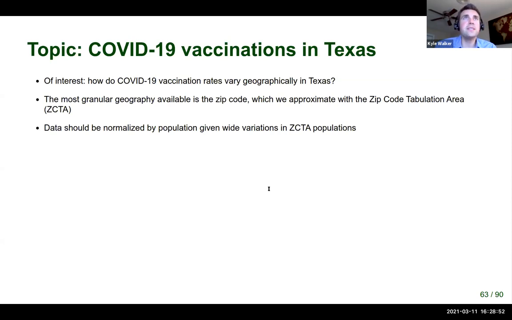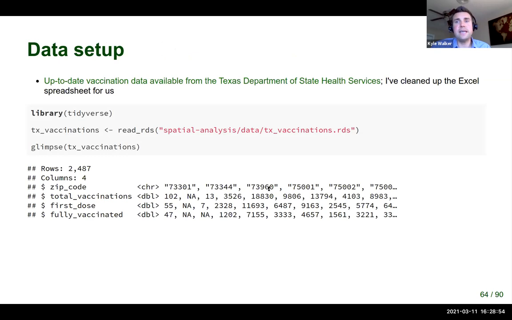So a couple of things to get started. I have downloaded and cleaned up a data set for you from the Texas Department of State Health Services. It's accurate as of March 2nd. I think they were going to release a new data set today, but it wasn't up from what I saw before the workshop. It's available as a pretty nicely formatted Excel spreadsheet, but I've cleaned it up and saved it out as an RDS file.